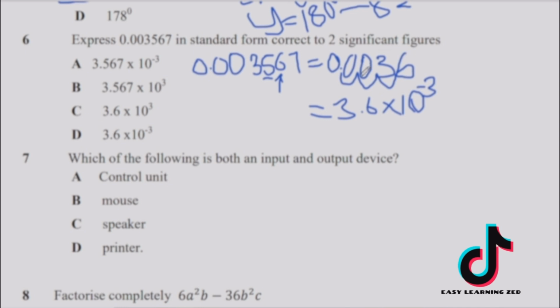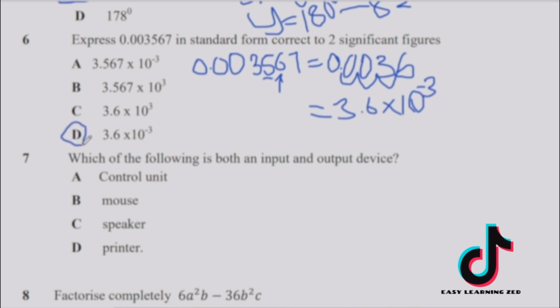It has moved 3 steps going to the right. It has moved 3 steps, that's why I've written 3. Now it has gone to the right side, that means it should be -3. If it is going to the left side, then it could have been +3. So the correct answer here is D.